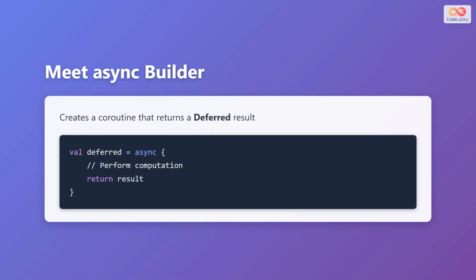The async builder creates a coroutine that returns a deferred result. Think of deferred as a promise of a future value. When you call async, it starts the coroutine immediately and begins executing your code. The key difference from launch is that async gives you back a deferred object, which will eventually contain the result of your computation. You can then use this deferred object to retrieve the actual value when it's ready.